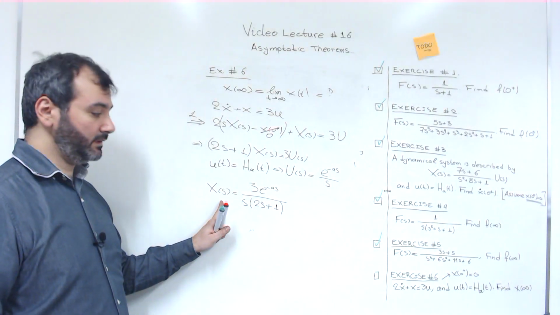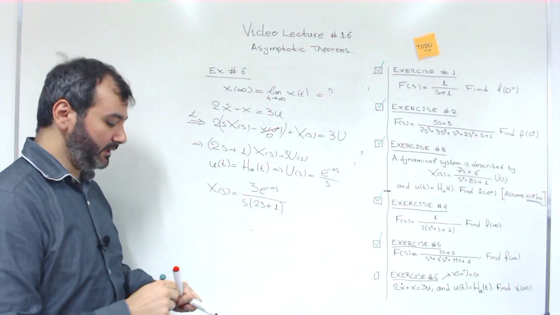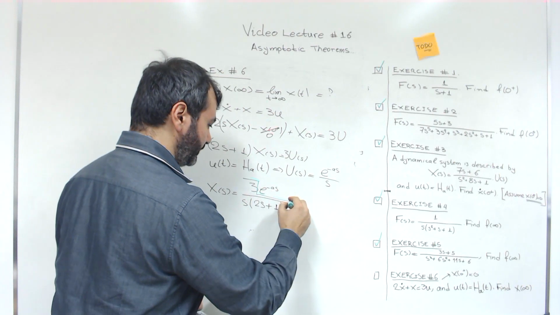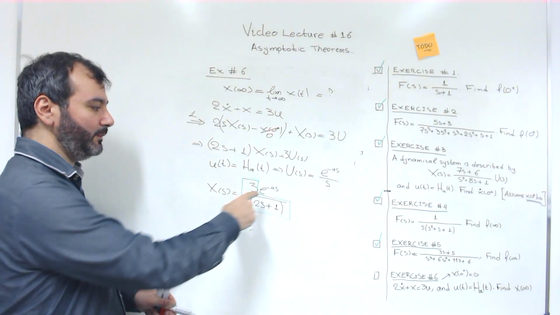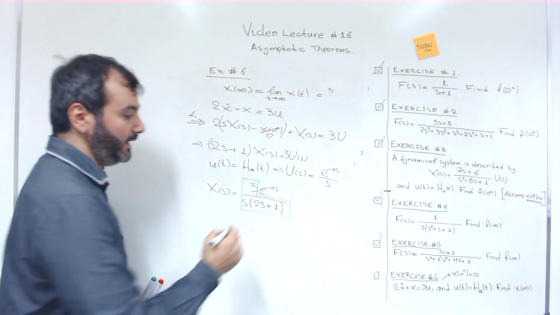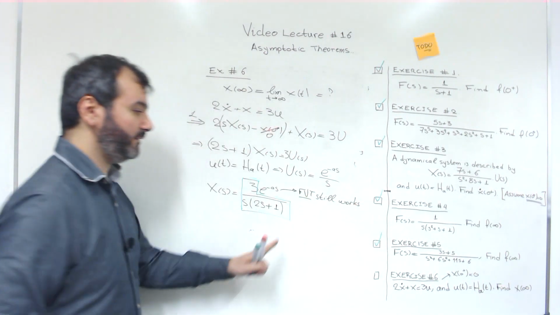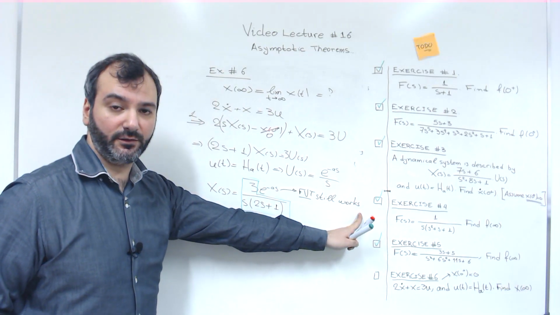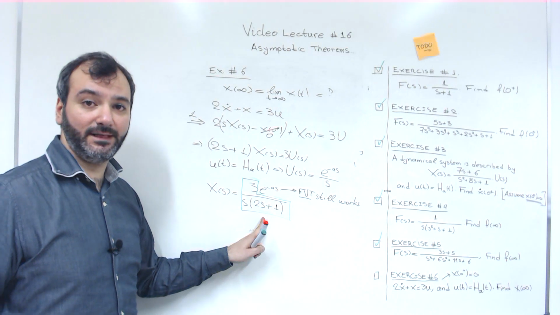Now X of s is given by this function, which is not a rational function. This part is a rational function, but it is also multiplied by an exponential of minus as. In that case, the final value theorem still works. We can still apply the final value theorem, so long, of course, as the limit of x at infinity exists.